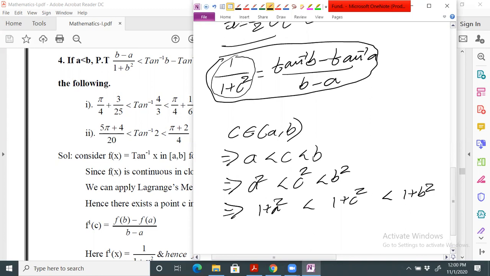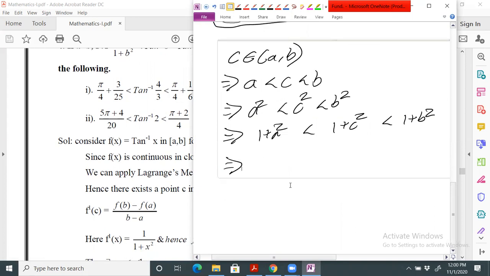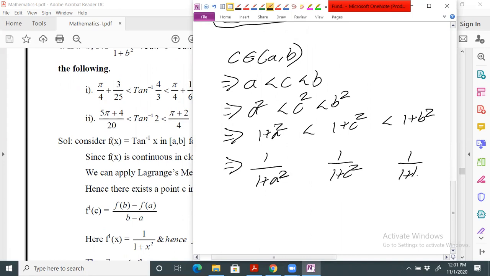Then we have to take the reciprocal, that means we have to take it to the denominator. We will get 1 by 1 plus A square, 1 by 1 plus C square, 1 by 1 plus B square. When we take the reciprocal, the less than symbol becomes greater than. Why will it become like this?